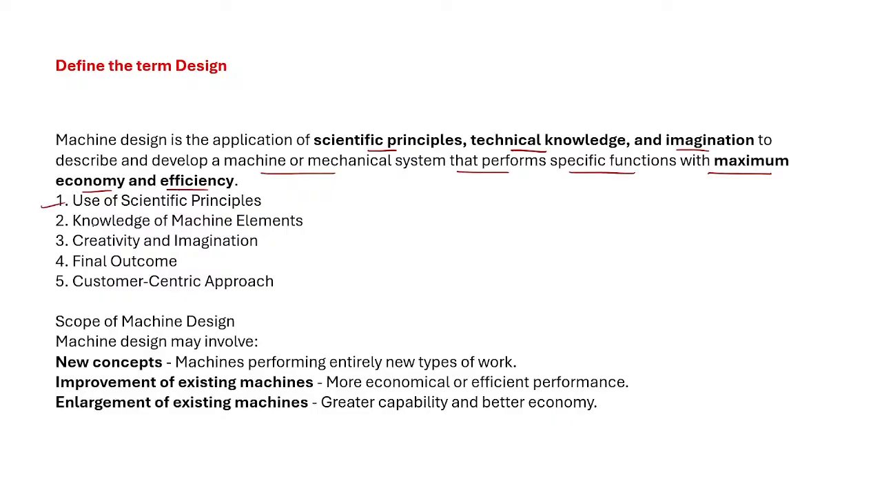So the first point was the usage of scientific principles. Second was knowledge of machine elements, which is more or less associated with the technical knowledge. So how the machine elements are being fabricated, how the shape of the machine elements is being achieved, how the shaping is being done, even that comes into the part of technical knowledge, and how the machine elements are joined together, what process is involved in order to assemble them. And the third point is creativity and imagination.